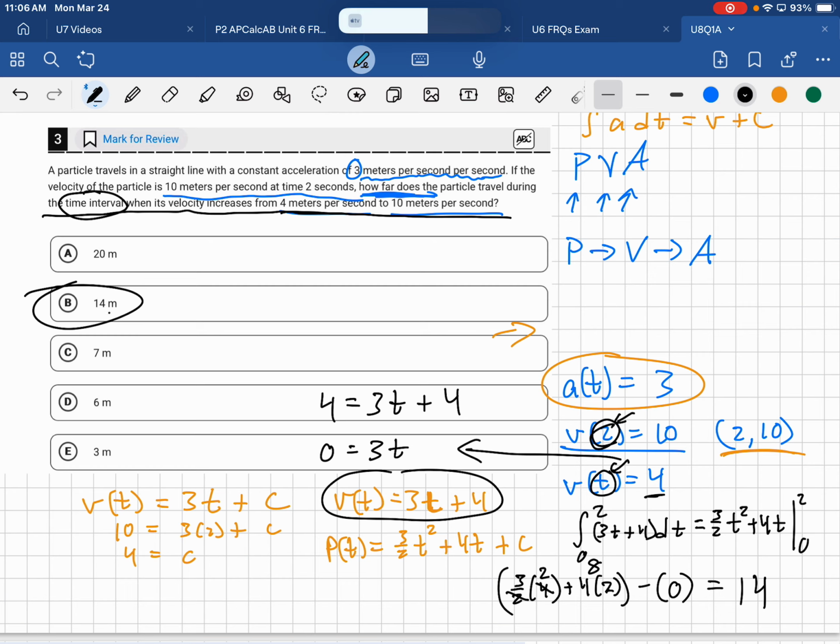Notice that the units is meters. Okay, so PVA: this would be meters. This one is meters per second, and acceleration would be meters per second per second. Or the cooler way, meters per second squared.